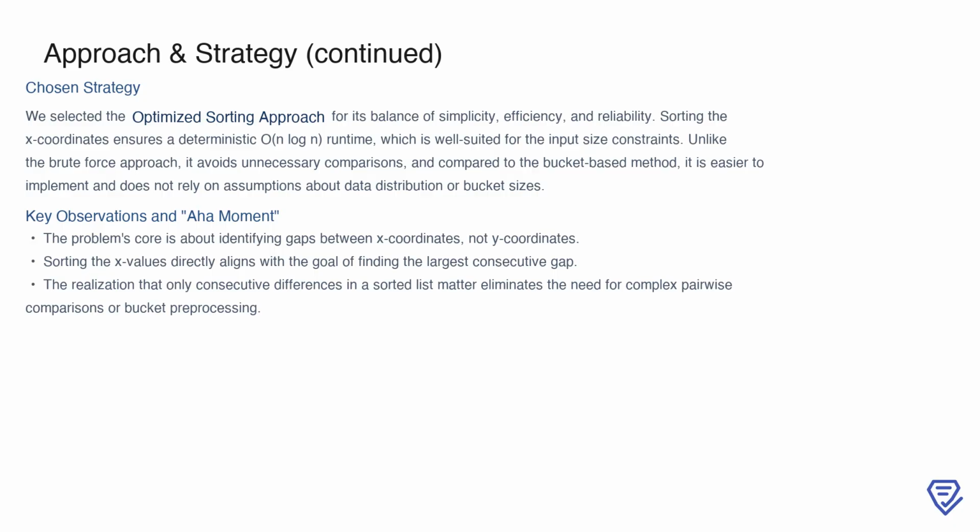There were a few key observations that guided us to this realization. First, the problem is fundamentally about identifying gaps between x coordinates rather than y coordinates, which simplifies the scope considerably. Sorting the x values directly aligns with the goal of finding the largest consecutive gap, as the widest vertical area can only exist between two adjacent x values in the sorted list. This clarity was the aha moment that eliminated the need for more complex solutions like pairwise comparisons or bucket preprocessing, allowing us to focus on a more streamlined and deterministic approach.